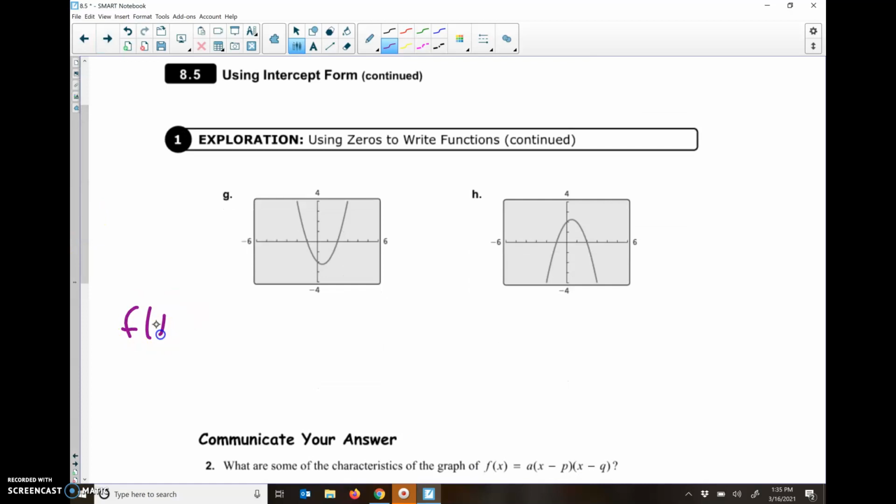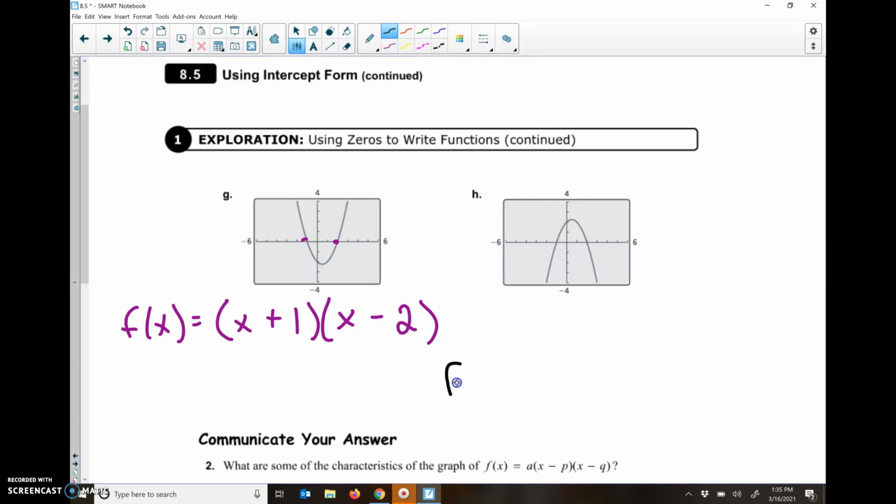So f of x, G, equals, this one's positive, so going up. So x minus a number, and then x minus a number. This first intercept is negative 1, so minus a negative 1 turns into plus 1. And this one's at positive 2, so it'll stay at minus 2.